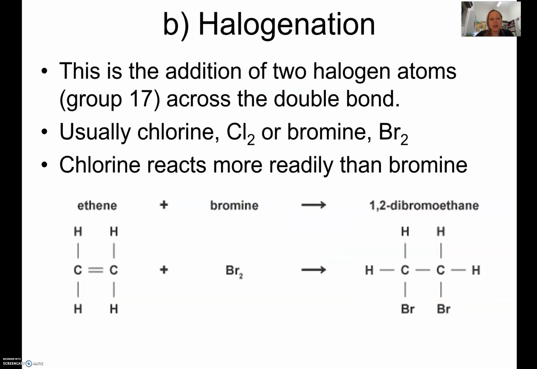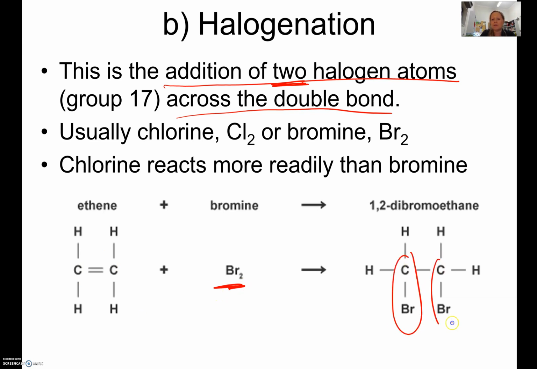So the next is halogenation. So this is the addition of 2 halogen atoms across the double bond. It's normally chlorine or bromine, okay? So if we have ethene here and we add bromine, both bromine atoms jump on, so we end up forming a dihaloalkane, and so we know how to name this, which is 1,2-dibromoethane. How cool is that? So unsaturated, because there's atoms that can still be added, and saturated, because there's no more atoms that can be added to this.